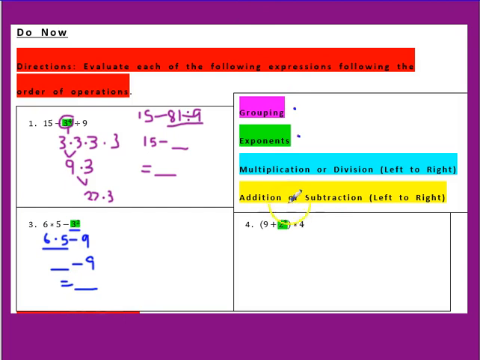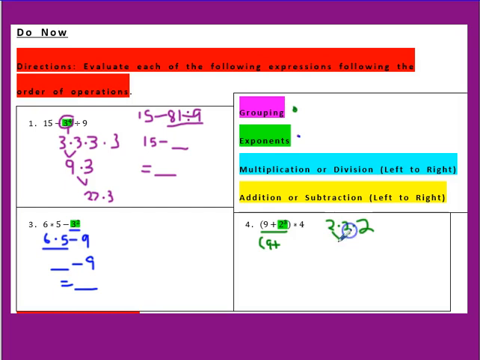Last one. We have grouping in this one. But inside that grouping, we have addition and exponents. Which one should come first? Let's see. Exponents should come first because exponents is always before multiplication or division and always before addition or subtraction. So inside the parentheses, we're going to rewrite 9 plus. But instead of 2 to the 3rd power, we're going to figure out what 2 times 2 times 2 is.